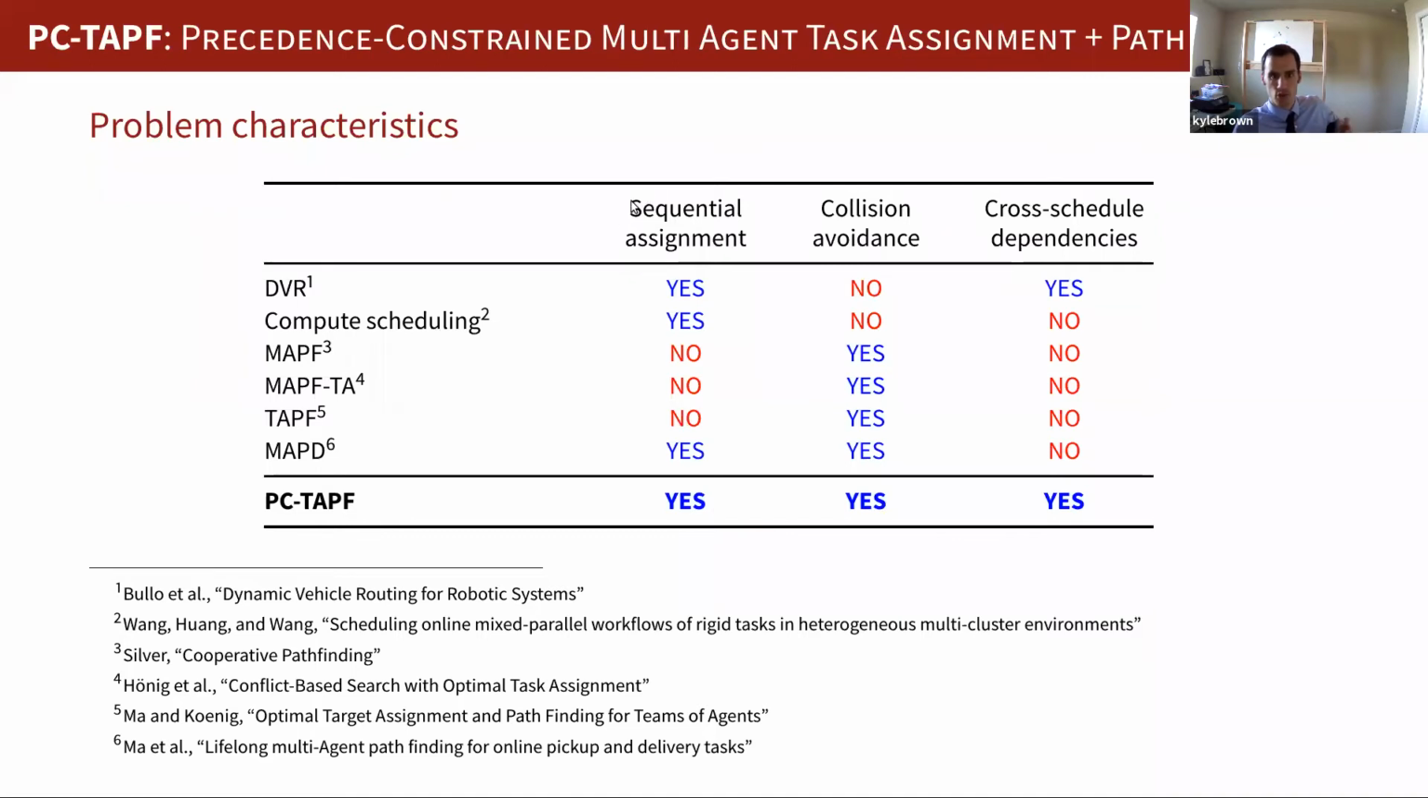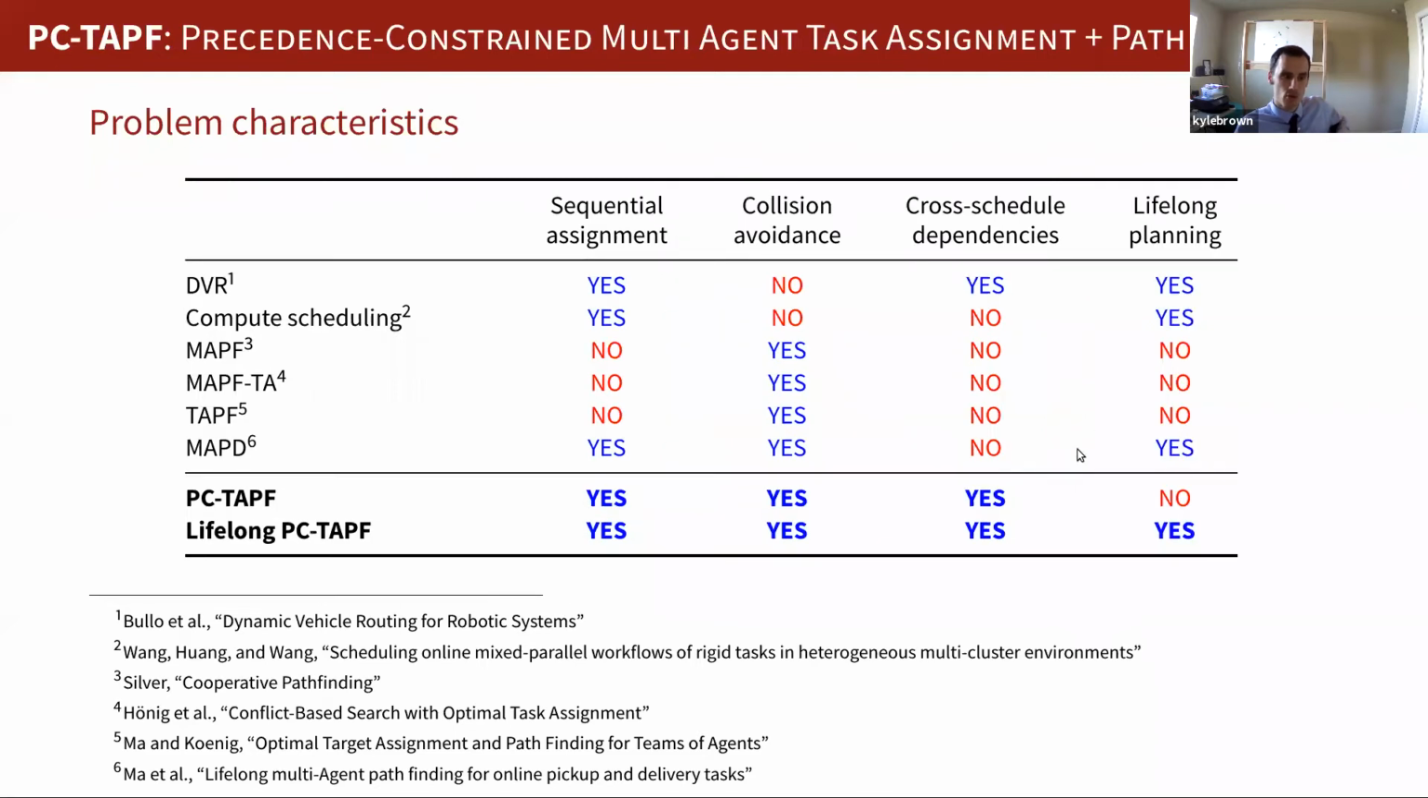And I'm showing here the characteristics of sequential task assignment, where robots might have to do multiple tasks in a row, collision avoidance, and cross-schedule dependencies between tasks, where different tasks are actually coupled together by different constraints. In our case, this arises because you can't pick up one object until it's been manufactured, which requires that 2 other objects be delivered in order for that operation to proceed. The same is true for our lifelong version of PCTAPF, which incorporates these aspects, and additionally, lifelong planning, online planning.